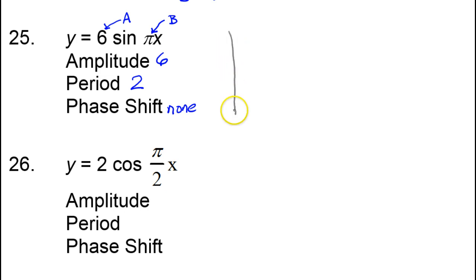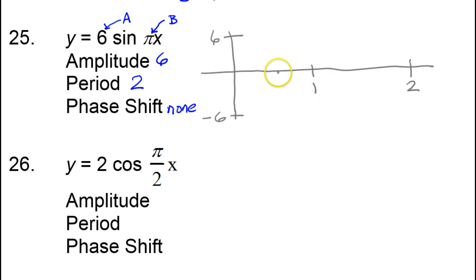So here we go. Because the amplitude is 6, I'm going to go up to positive 6, and I'm going to go down to negative 6. Because the period is 2, I'm going to come all the way over here and put a 2. That means if I go halfway, this should be simply 1. If I go half of that, this should be 1/2. And if I go between these two, it should be 3/2. Alright, 1/2, 2/2, 3/2.